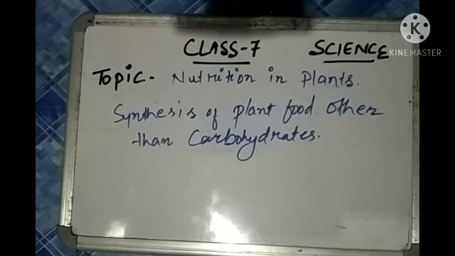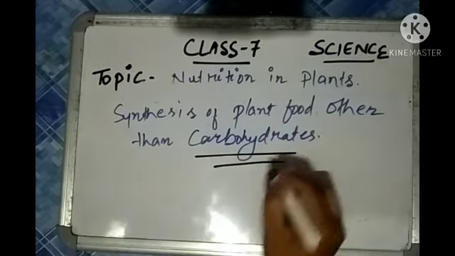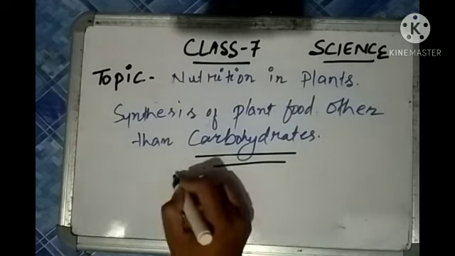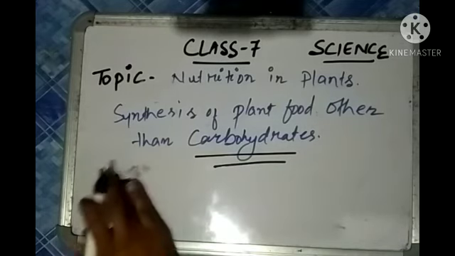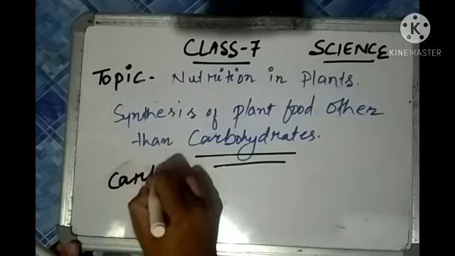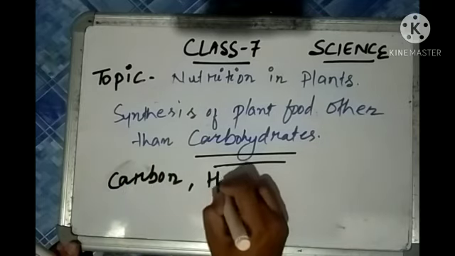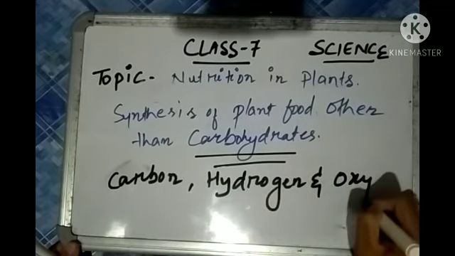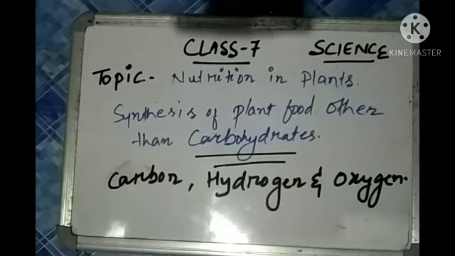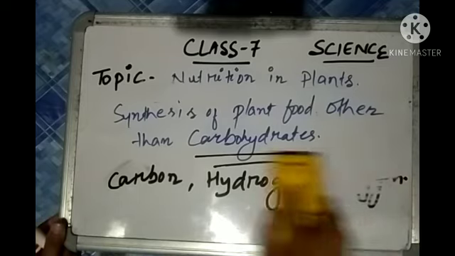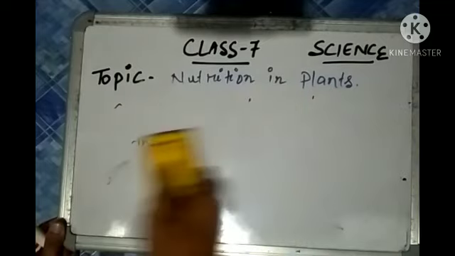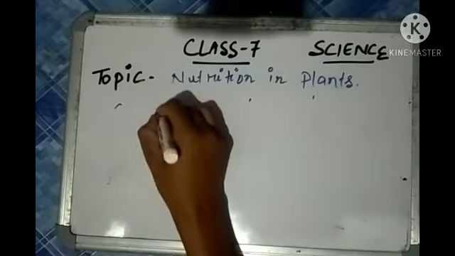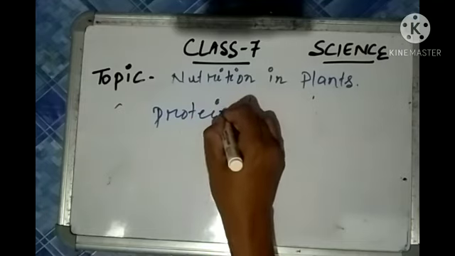These carbohydrates are made up of what? Carbon, hydrogen and oxygen. Carbohydrates are made up of carbon, hydrogen and oxygen. Carbohydrates are used by the plants to synthesize other components, for example protein and fats.